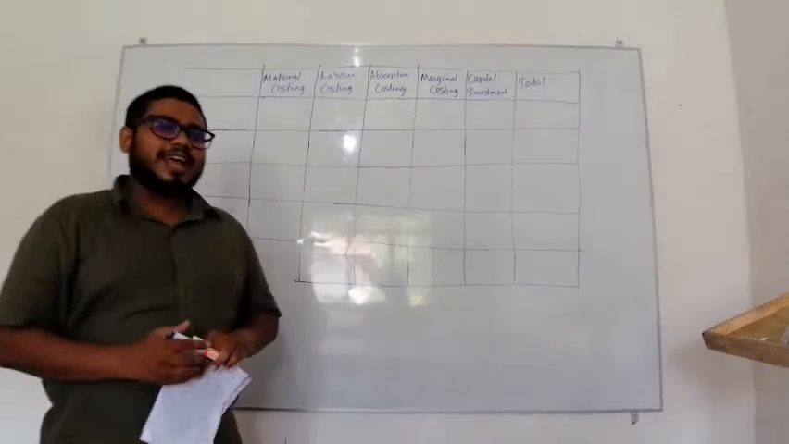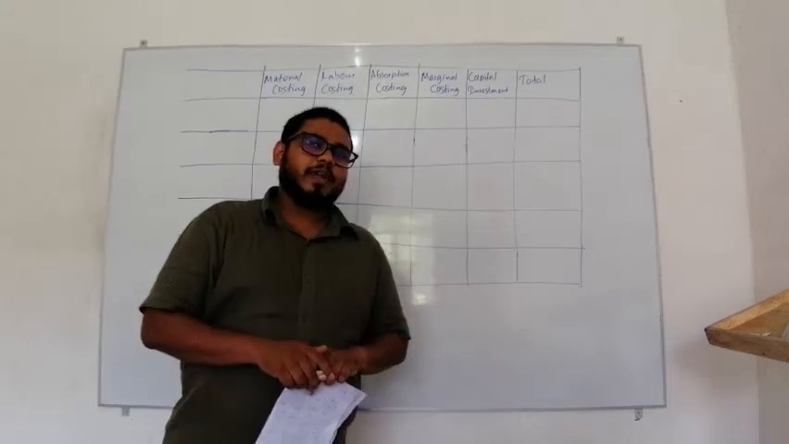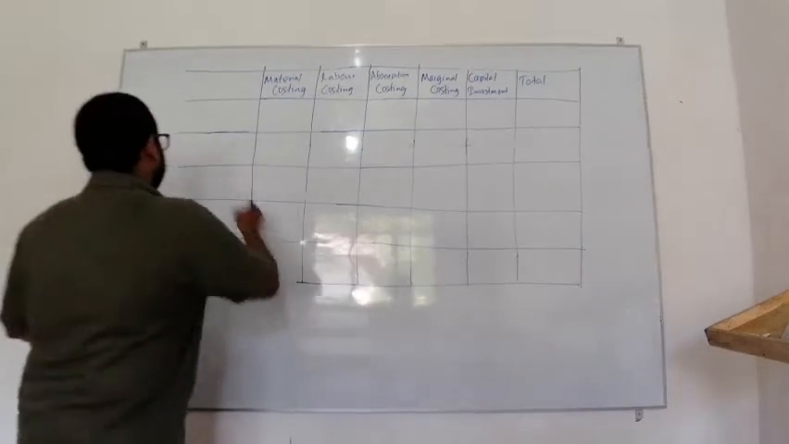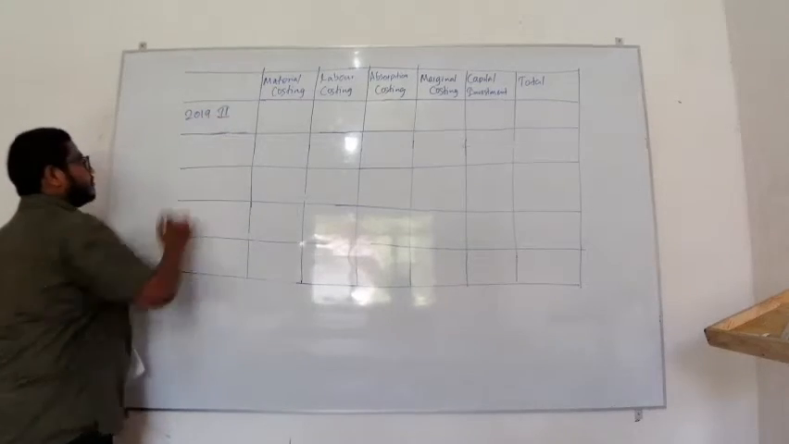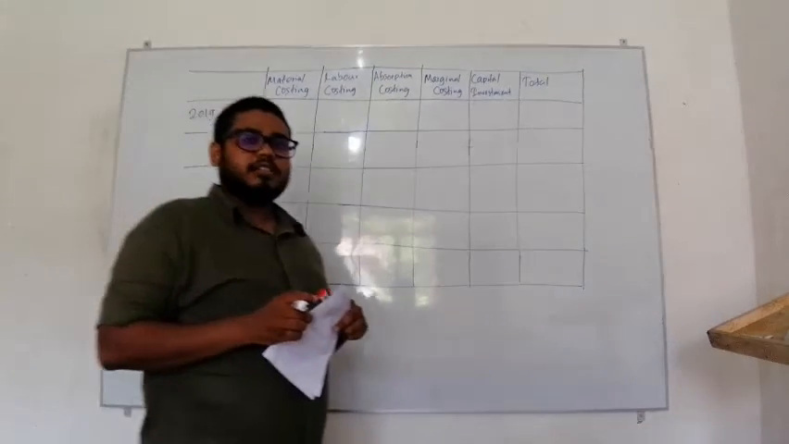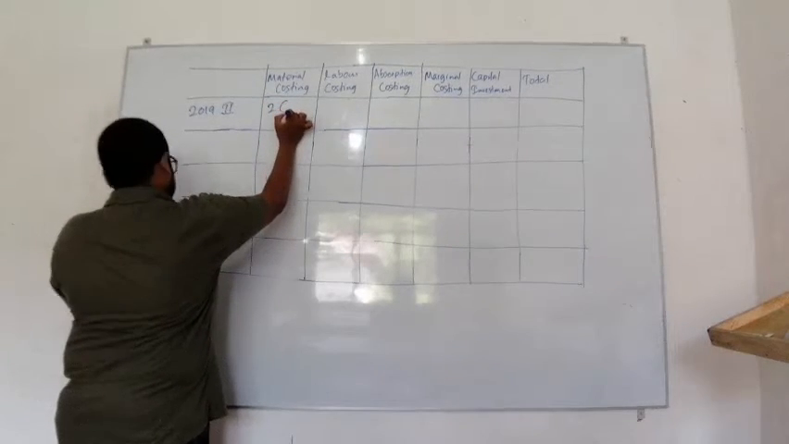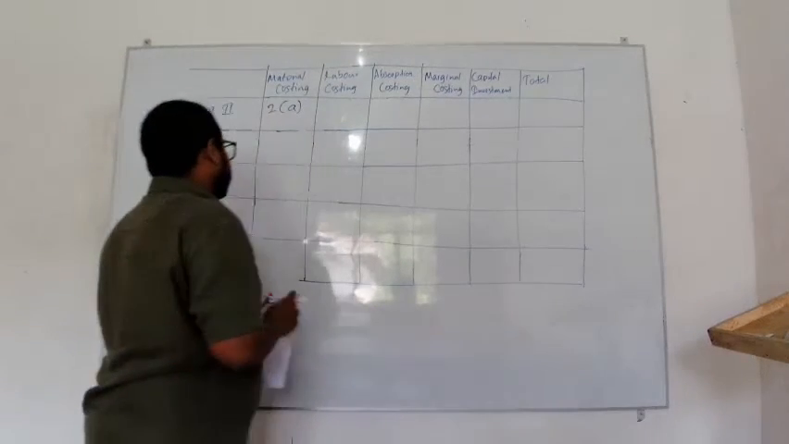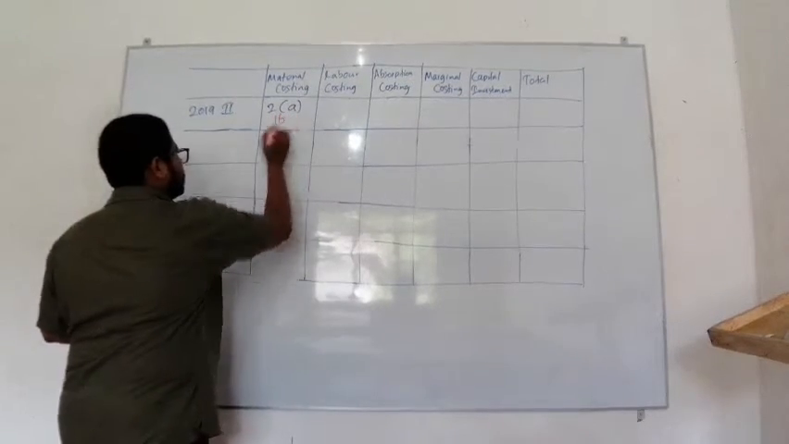Okay, we'll start with the 2019 GCE advanced level paper. The 2019 paper is the most recent paper which we can find when it comes to past papers. We'll start with 2019 part 2. When it comes to material costing, you will find one question in part 2, that is question number 2, part A, which carries 16 marks.